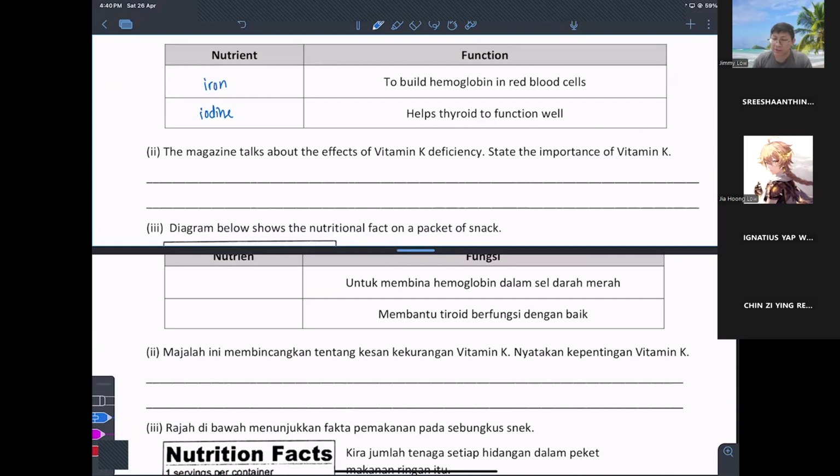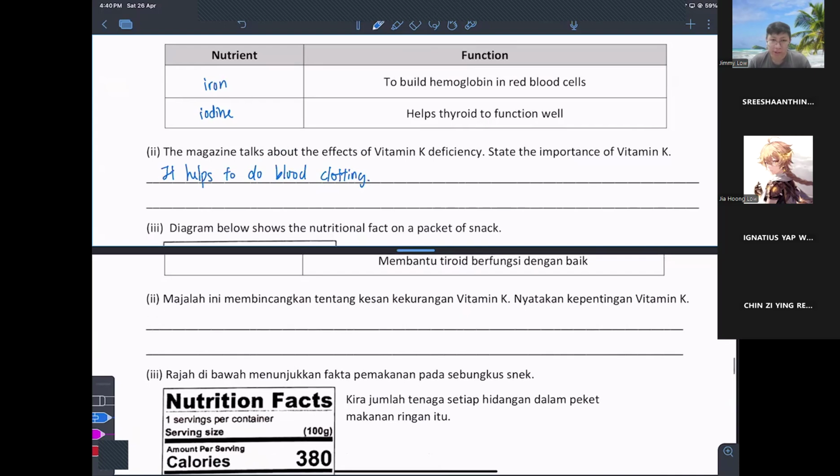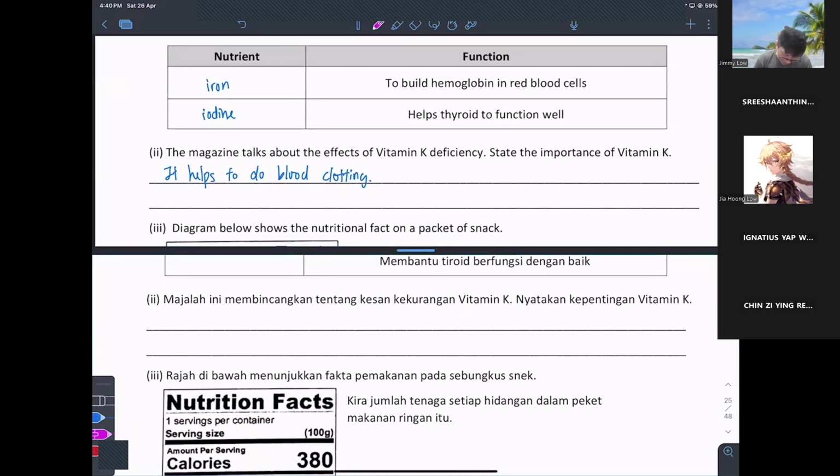So what is the importance of vitamin K? You can say it helps to do blood clotting. You cannot just simply say blood clotting, full stop. You cannot score the mark in this way. It helps to do blood clotting. This is the importance. So in BM, ia membantu pembekuan darah. So the way to answer is here.